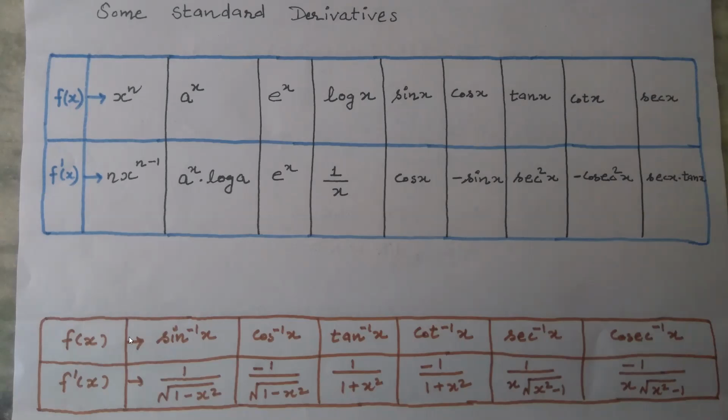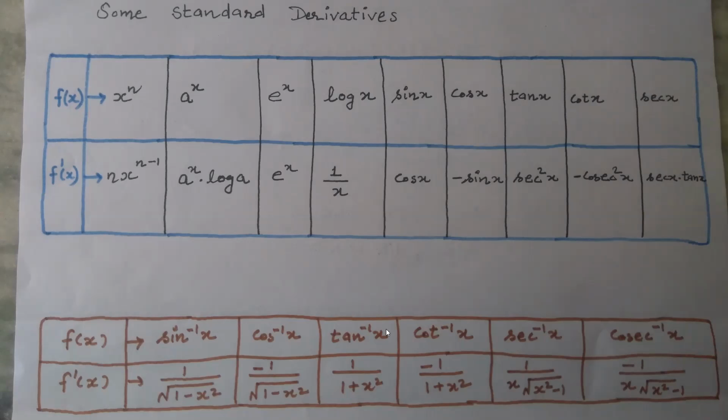My dear friends, likewise we can also proceed here for the inverse trigonometric functions. If f of x is equal to sine inverse x, then the derivative will be equal to 1 upon square root of 1 minus x square. Next is cos inverse x. There is no change, just the sign becomes minus. Whatever the derivative was in case of sine inverse x, the same is the result here, but with a negative sign.